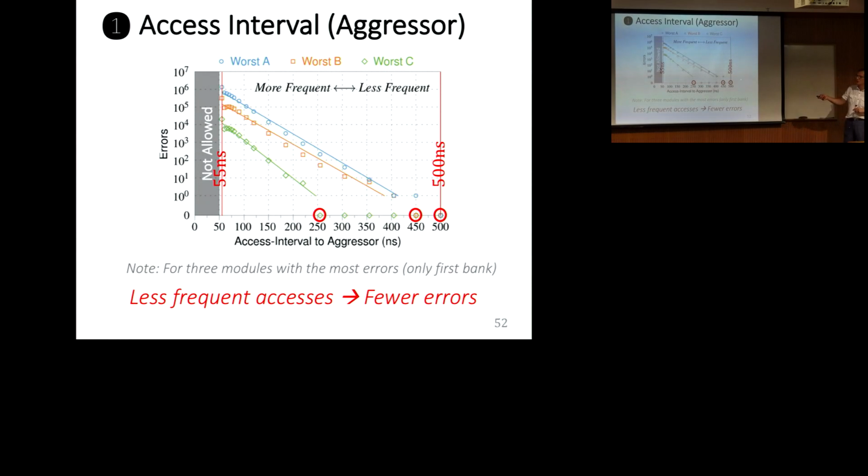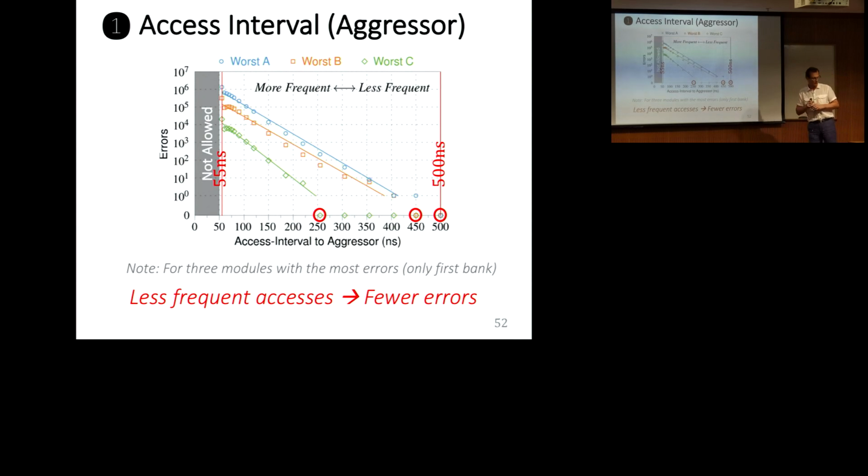But that's, of course, not a good solution because you may actually need that row. You may actually have a bad conflict, or you actually have some locality in the row and you want to open it again. So bank conflicts actually require you to access the same row over and over. So if you actually increase your access interval, that's not a good solution in general.